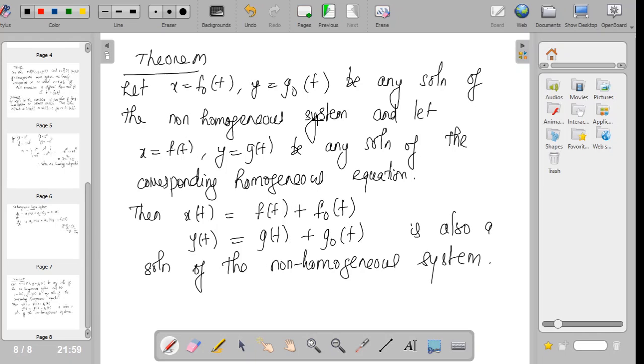Now, when we take the associated homogeneous equation, it will have a pair of two linearly independent solutions. So with that we will write the general solution for the non-homogeneous equation.